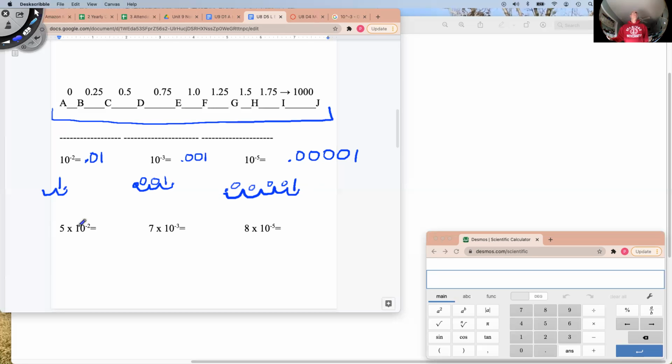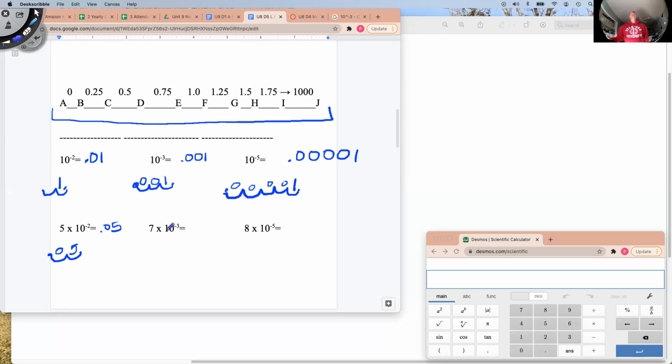So what would the answer be to 5 times 10 to the minus 2? Well, you do the same thing that we would do up here. Here, we would have the number 5. There's our decimal place. And then we're going to move it back 2 times. 1, 2. There's our new decimal place. That's what it looks like. So this number would be 0.05.